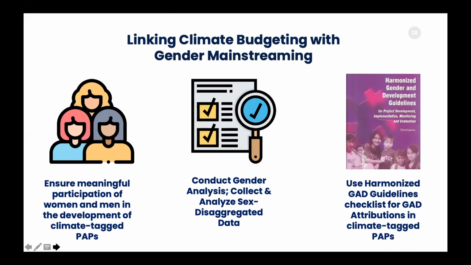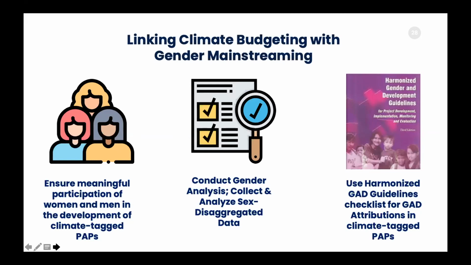And kanina po, based on our pre-assessment survey, 64% of our participants po have said that they have tagged their PAPs po. They have considered po, no, gender issues po in their climate tag PAPs. So we wanted to know more about it as well. So we are also encouraging the agencies to conduct gender analysis and collect and analyze sex disaggregated data.